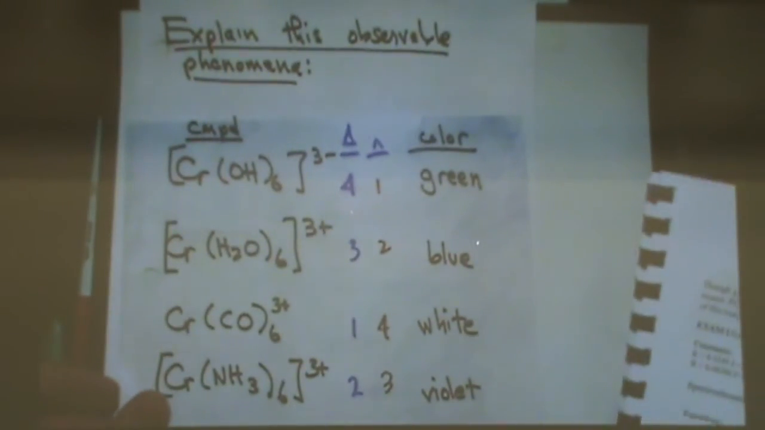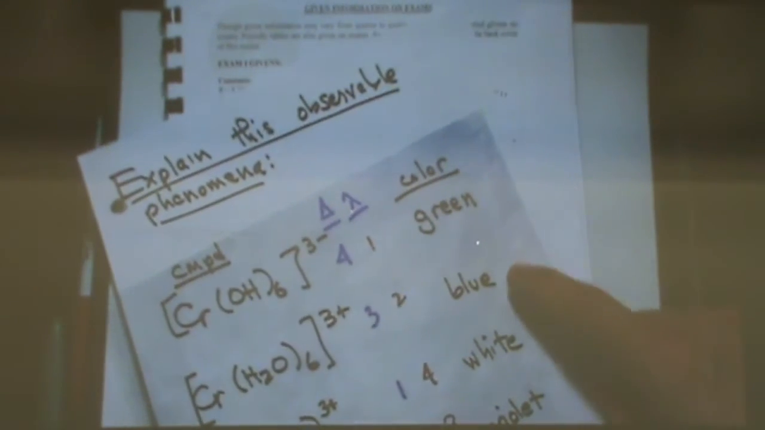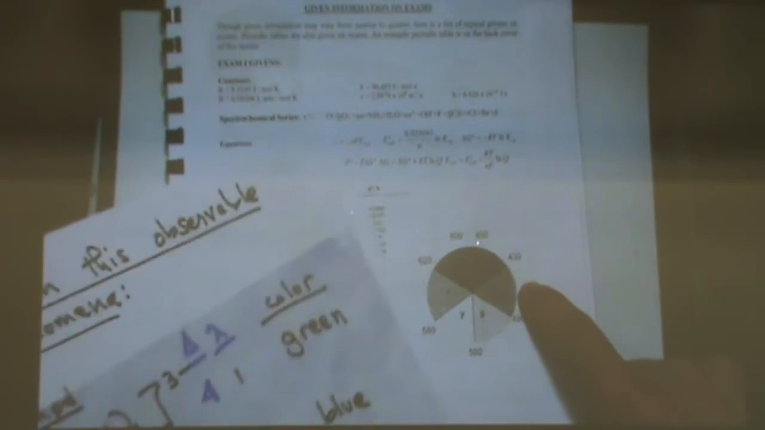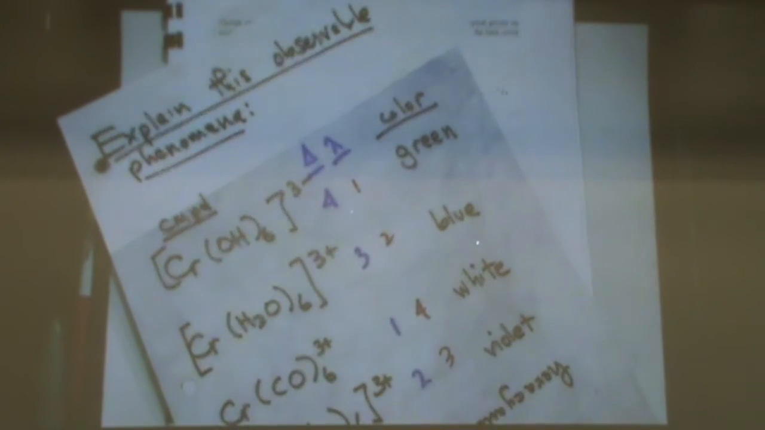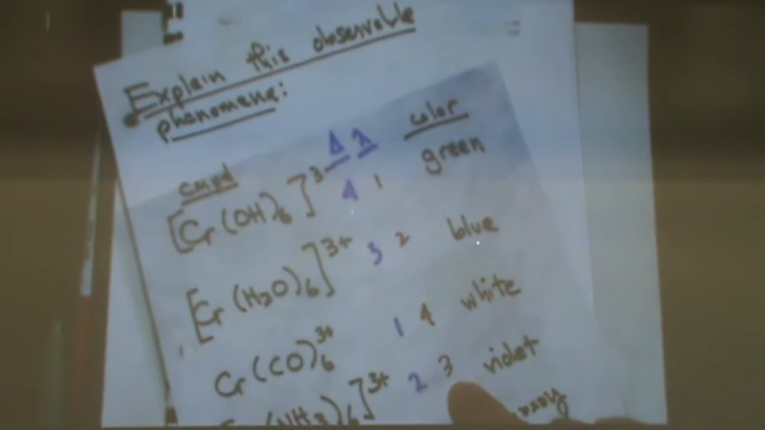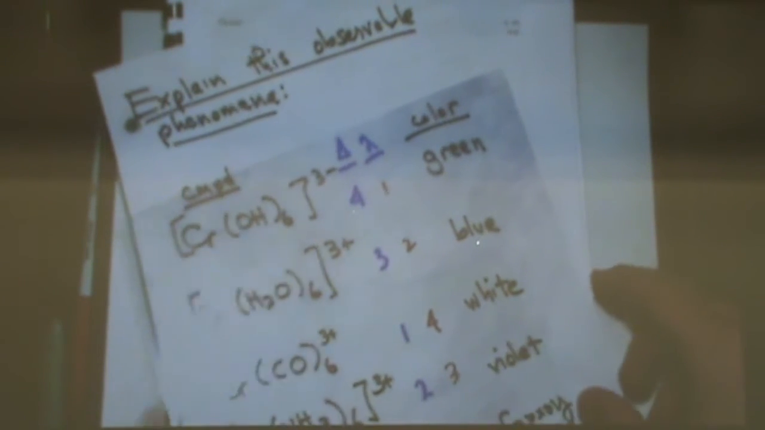So let's see. The green one here, the one that appears green, has the highest lambda. That's this one. Okay, now let's go to number 2. It appears blue, and it has a slightly lower lambda. That makes sense. And then the one that is violet here would appear yellow, or would absorb yellow. And so that would be the next one. And then the white one is just completely off the scale.